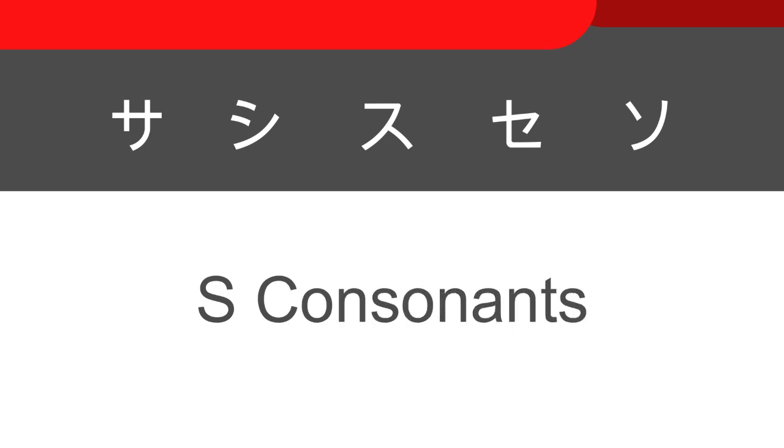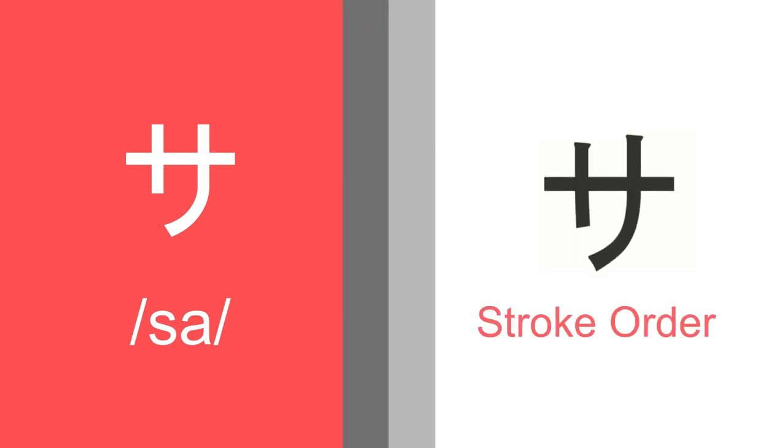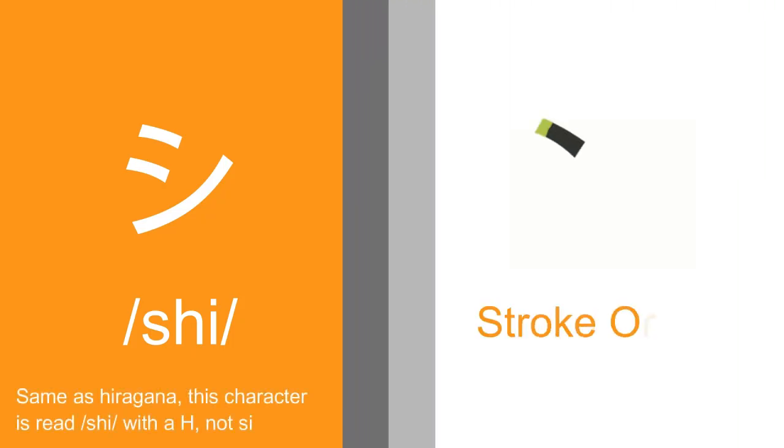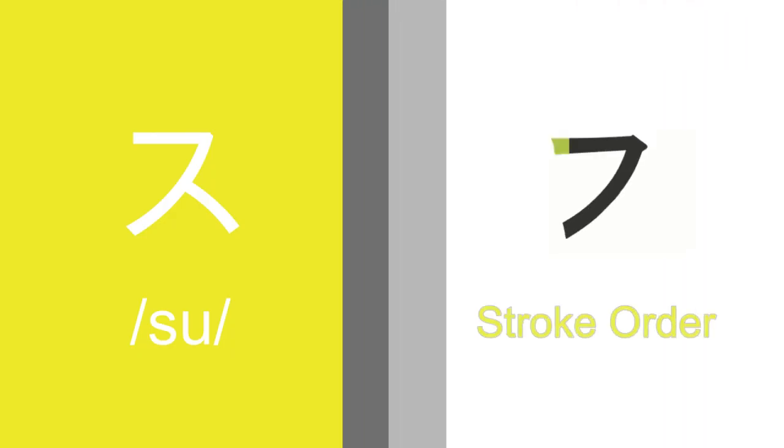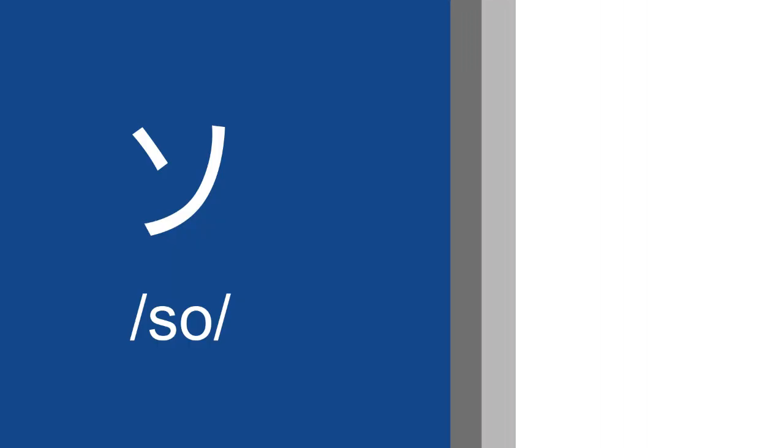And the next word group after the consonant K is S, following the same format. Sa, shi, su, se, so.